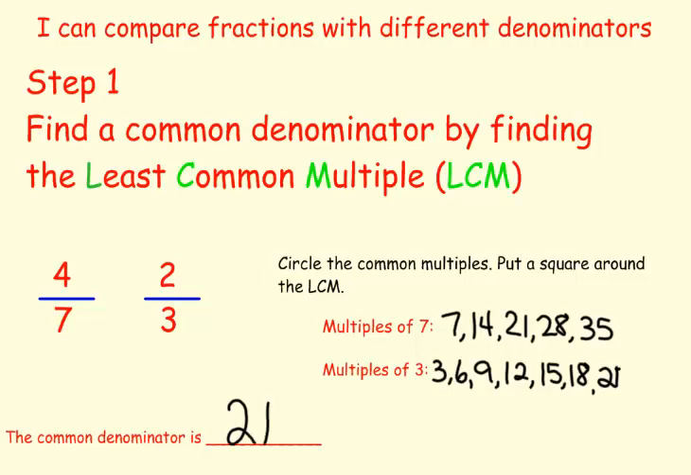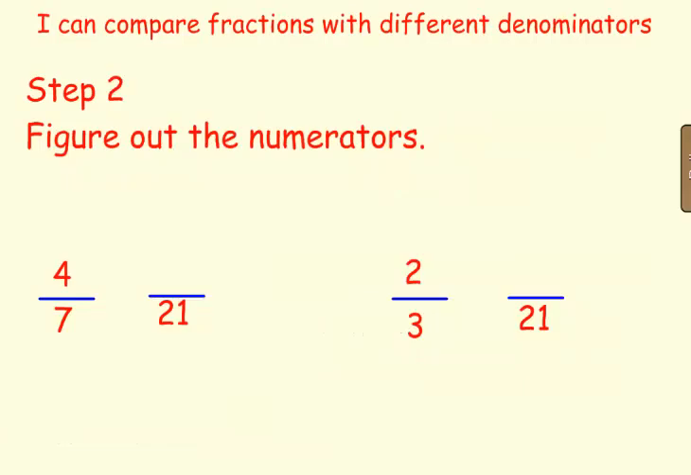That means we're going to change the bottom number to 21 pieces. So now we have to think, 7 times what equals 21? You're right, it's 3. So we multiply the top by 3 also. 4 times 3 is 12. Then we go to the second fraction of 2/3. 3 times what equals 21? Correct, it is 7. That means we multiply the numerator by 7. 2 times 7 is 14.